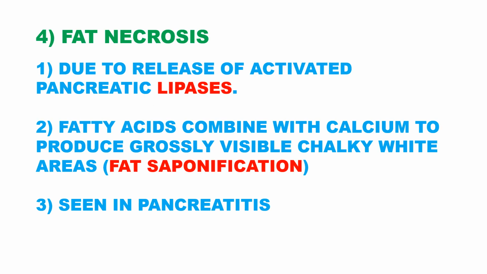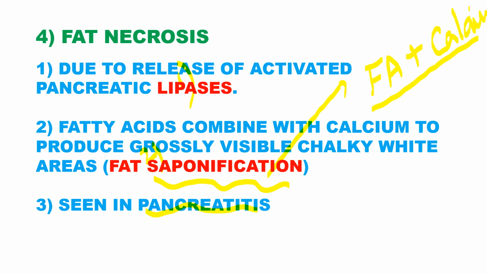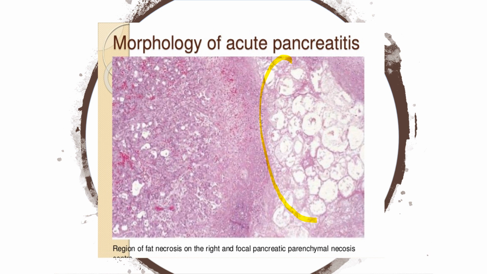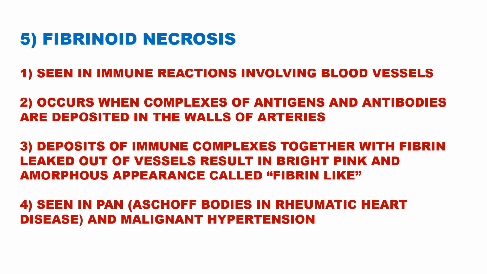Next, fat necrosis. Two things you have to remember: due to the action of lipases, and fat saponification. What is saponification? It is a combination of fatty acids with calcium salts, and it is seen in pancreatitis. Can you appreciate this fat necrosis, this bubbly appearance, and this necrosis area?